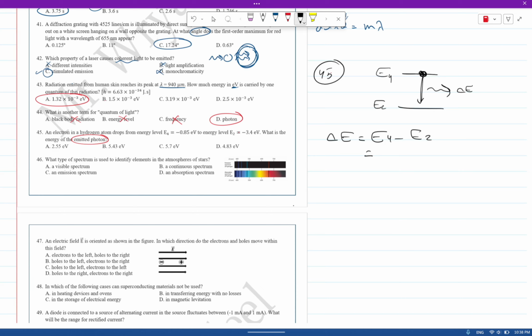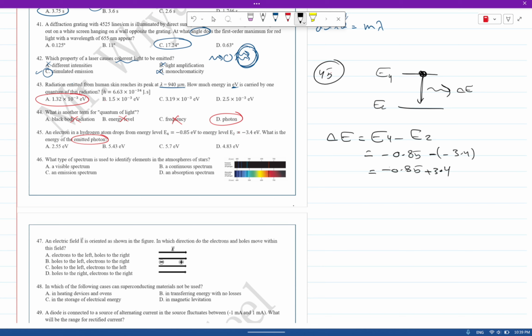So it's going to be negative 0.85, that is E4 here, and then minus, and there is another minus, so it's going to be positive. So let's just write plus. This minus will be positive. E2 is minus 3.4. These are in eV here. So of course it's going to be negative 0.85 plus 3.4.